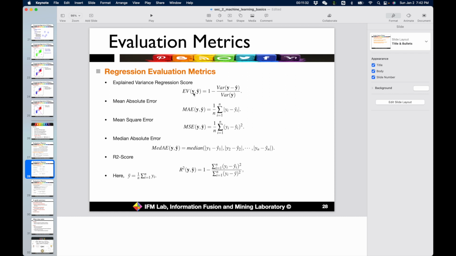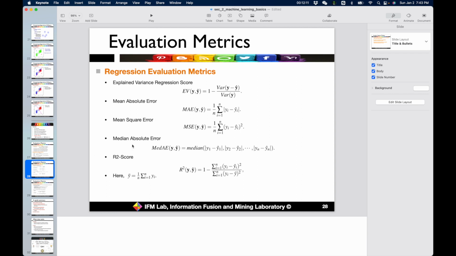For example, we can define this explained variance as the evaluation metric. It equals 1 minus the variance of y minus y hat over the variance of y. We can also define this MAE, or the mean absolute error, as the evaluation metric. It equals the mean of the absolute values of y minus y hat, the summation, right? We can also define this mean square error as the metric. It is similar to the MAE, however here we have a square instead.